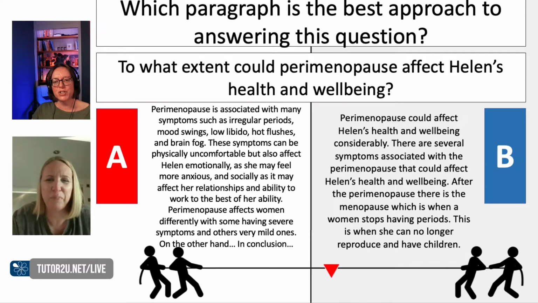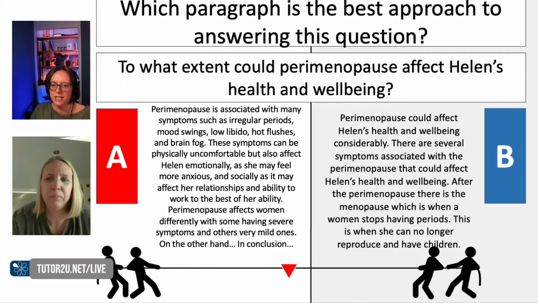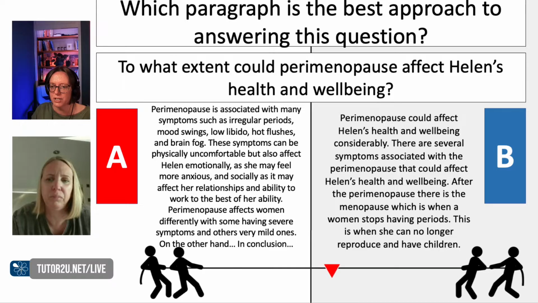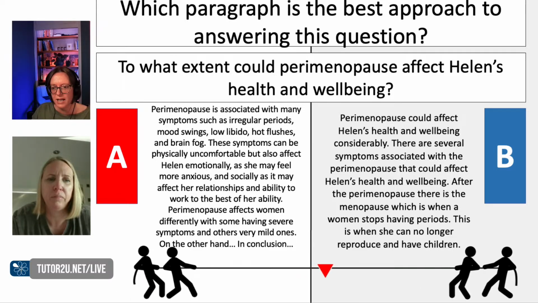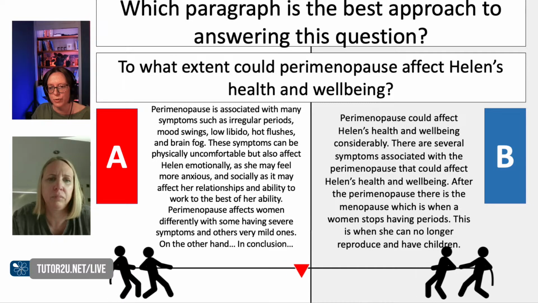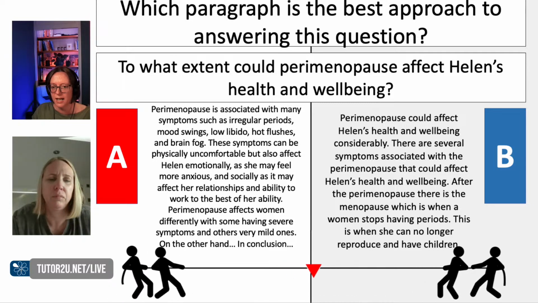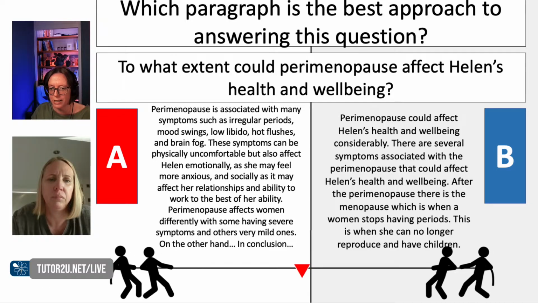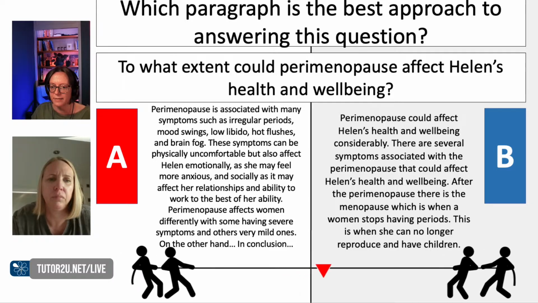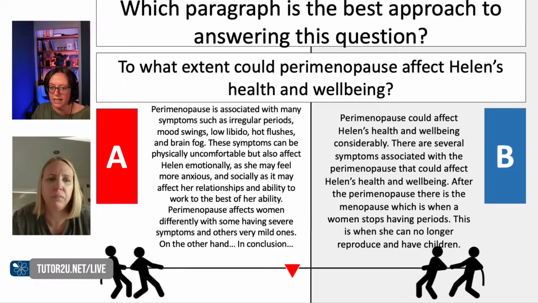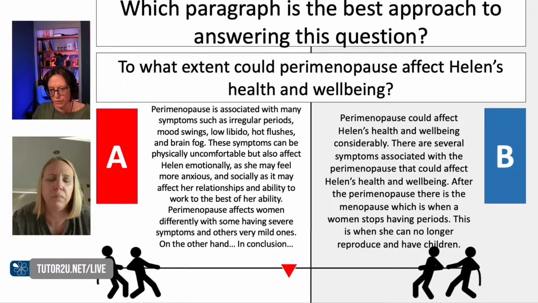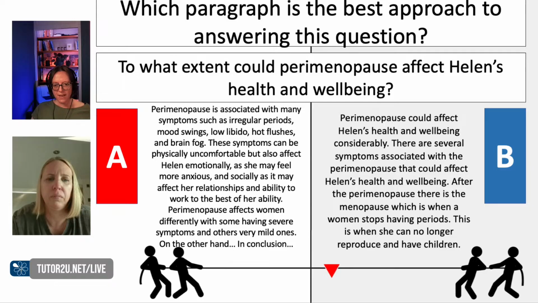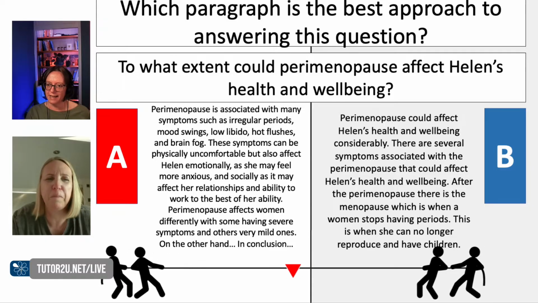Student A says perimenopause is associated with many symptoms such as irregular periods, mood swings, low libido, hot flushes, and brain fog. These symptoms can be physically uncomfortable but also affect Helen emotionally, as she may feel more anxious, and socially, as it may affect her relationships and ability to work to the best of her ability. Perimenopause affects women differently, with some having severe symptoms and others very mild ones. On the other hand, and in conclusion.